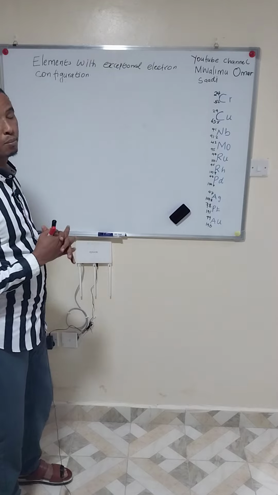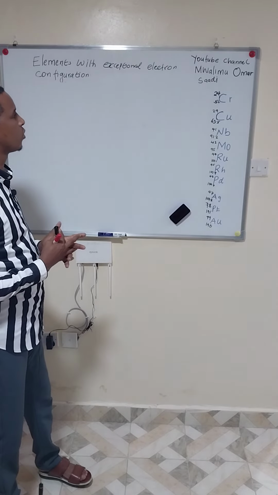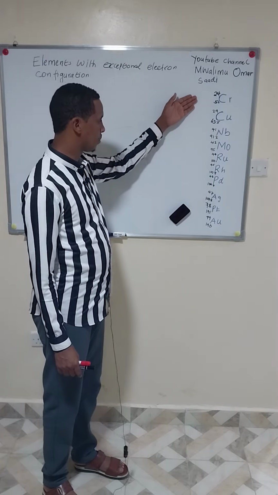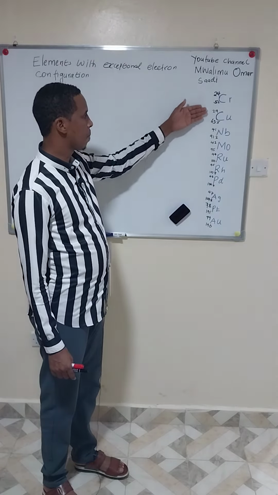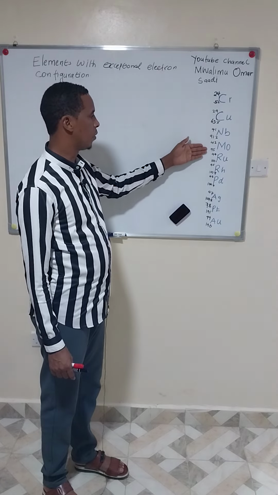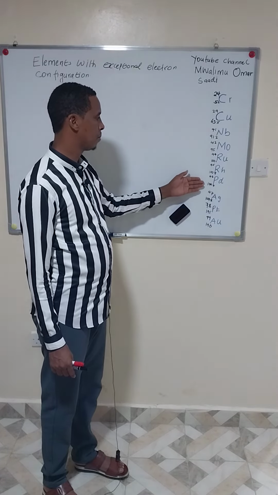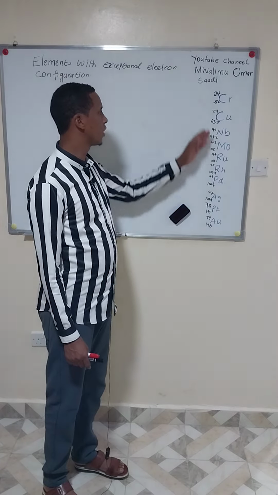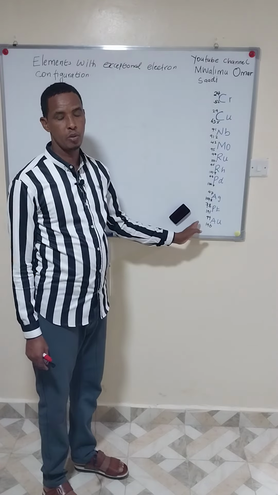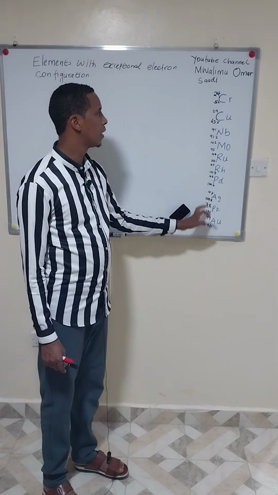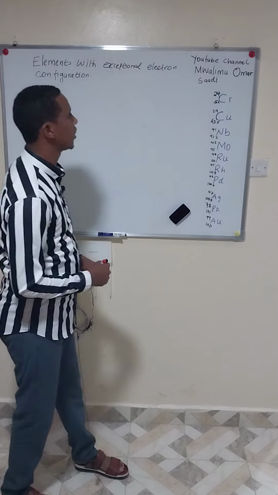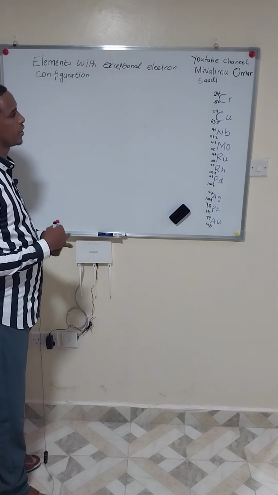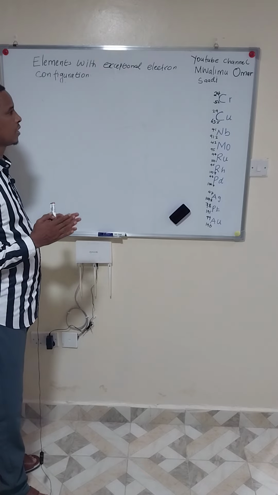But there are some 10 d-block elements that do not follow this predicted pattern. So I have listed them here. We have chromium, copper, niobium, molybdenum, ruthenium, rhodium, palladium, silver, platinum, and gold. So these 10 d-block elements do not follow that predicted pattern. So let us see how to write the electron arrangement of some elements here and where they have that exception.